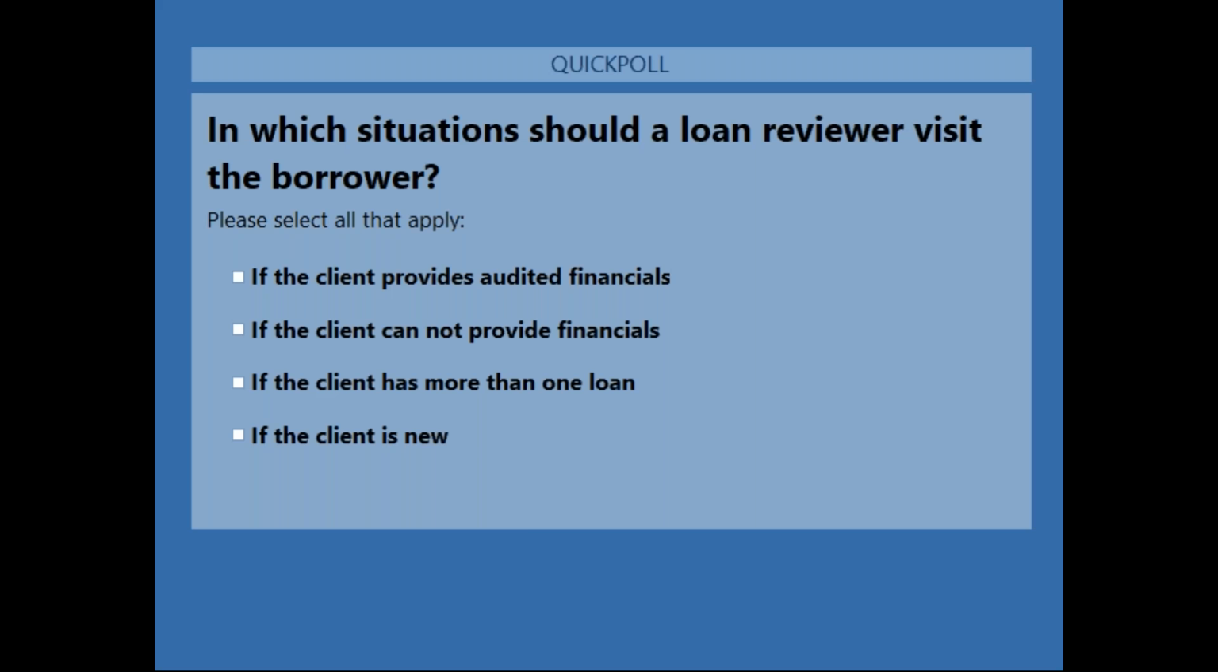Okay, we are launching the poll. And the question is, in which situation should the loan reviewer visit the borrower? There are 4 options: if the client provides audited financials, if the client cannot provide financials, if the client has more than one loan, or if the client is new. You can actually choose more than one answer.